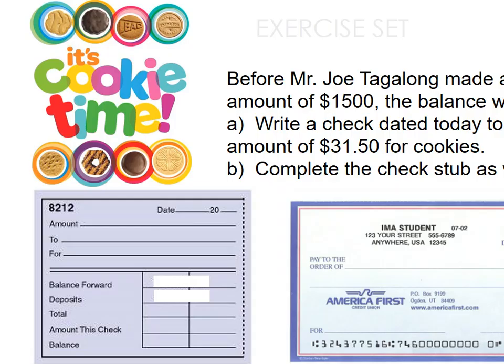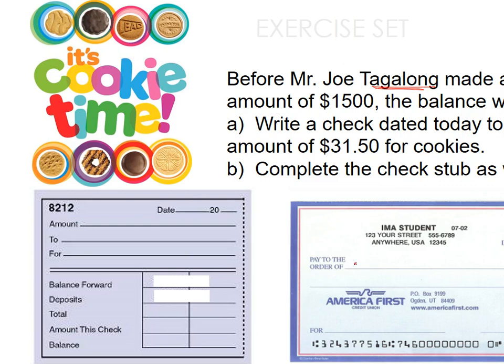Okay, so for example, Girl Scout cookies, oh, you gotta love them, right? Every year, I need to stock up, but they never last so long. So before Mr. Joe Tagalong, see what I did there, made a deposit in the amount of $1,500, the balance was $2,087.50. All right, write a check dated today to Girl Scouts in the amount of $31.50 for cookies.